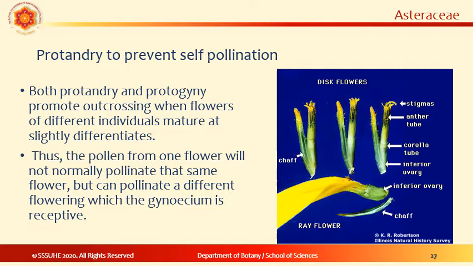This family also has a condition called protandry, which is important to prevent self-pollination. Protandry or protogyny is found in many angiosperm families, where the male or the female parts mature faster than the other. That way it promotes outcrossing and prevents self-pollination. In this family of Asteraceae, protandry is found.